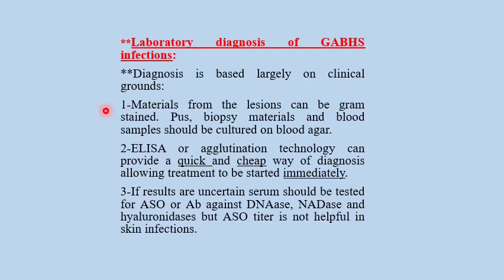ELISA or agglutination technology can provide a quick and cheap way of diagnosis, allowing treatment to be started immediately. And here immediate treatment is very important, especially in children, because, as we will see now, complications of the streptococcal infections can be very serious.